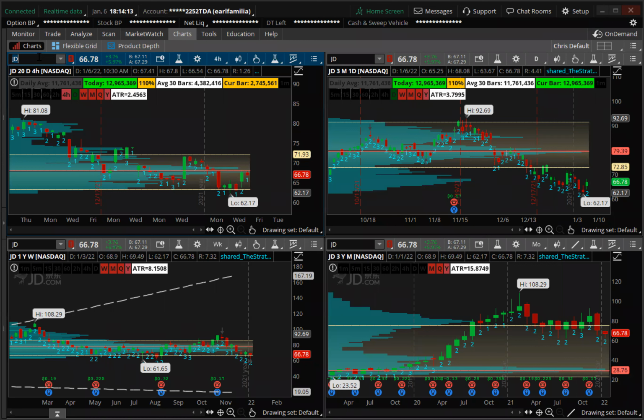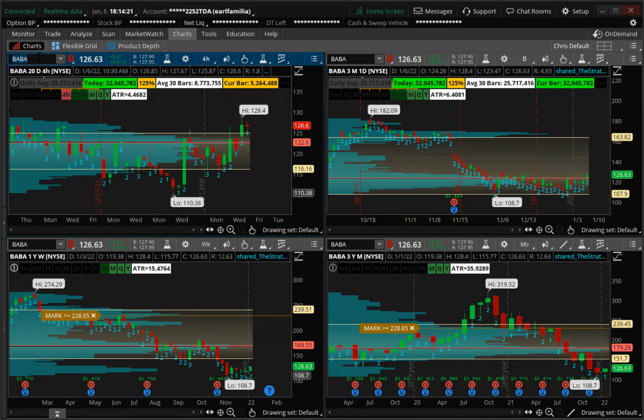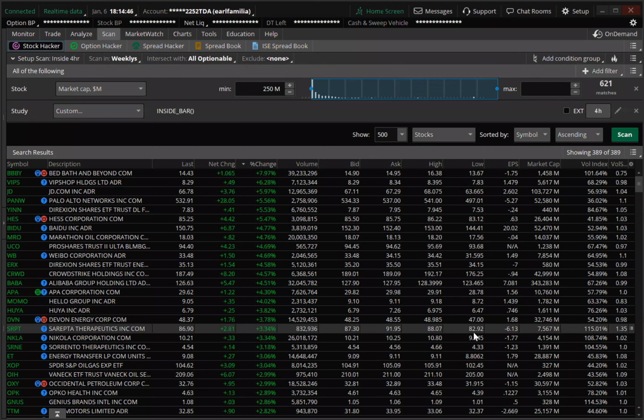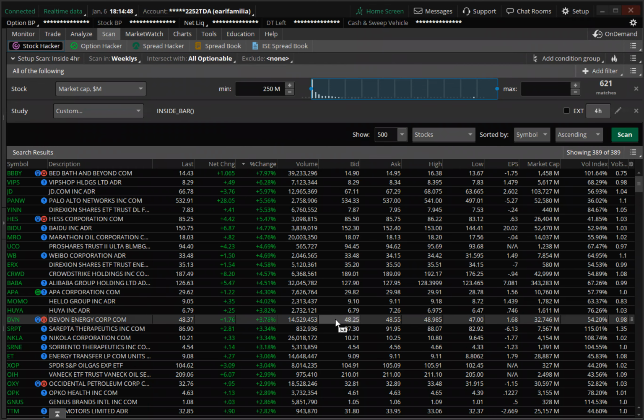JD went to point of control, showed a little bit of a rejection right there. Let's see here. We got Baba. I don't have a broadening formation, but Baba is one. Again, I don't know. Maybe Baba alone is better than a 0 day though. I don't have nothing for you for tomorrow for Baba. All right, moving on. We got DVN and Nicola.